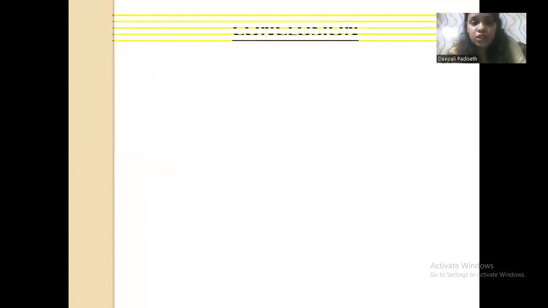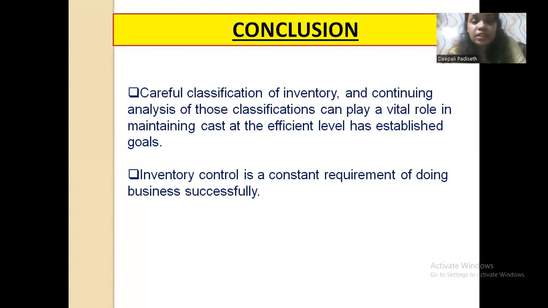Now, what do we conclude from this? Careful classification of inventory, like how much we need and where it needs to be put, and continuing analysis of those classifications can play a vital role in maintaining cost at an efficient level and meeting established goals. So inventory control is a constant requirement of doing business successfully.